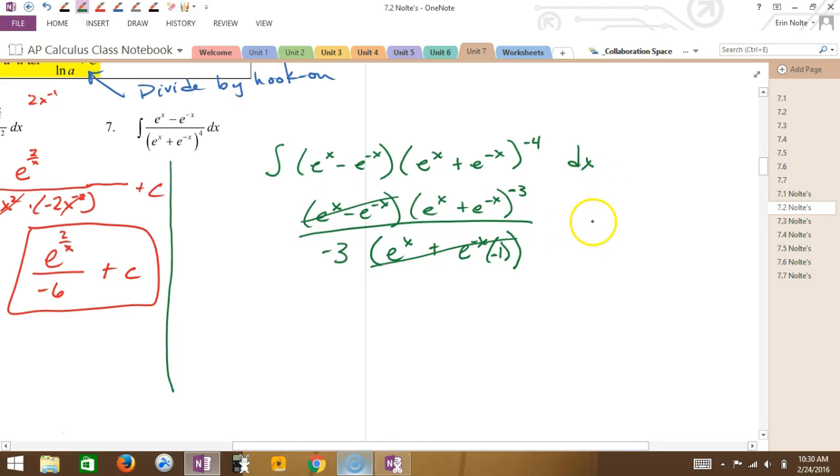Oh, maybe that was practice. Yeah. So I'm going to go ahead and take that quantity that has the negative 3, put it downstairs, so I have only 1 left on top. So I have e to the x plus e to the negative x cubed plus C.